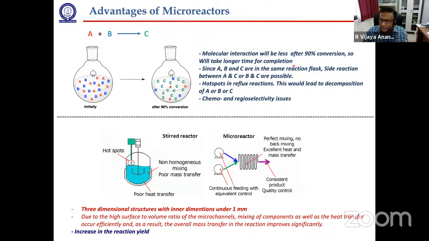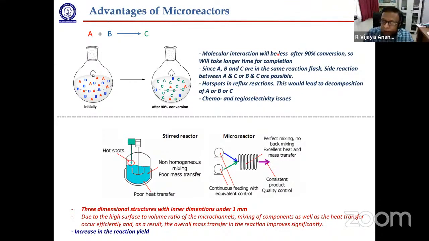But in microreactor, as I already told you, the concentration of A and B will remain constant, right? And so there is no problem of this kind, the 100% conversion will take place very easily, because at all times the concentrations of both A and B will be there in the microchannel. So A will find B very easily, so the reaction will take place efficiently. So it is possible to attain 100% conversion with minimum time.